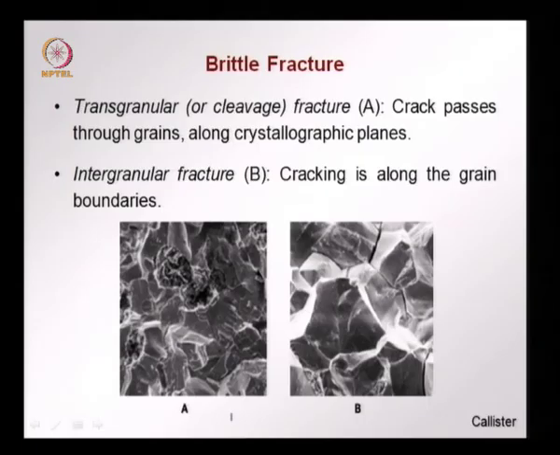Fracture can now occur through grains or along the grain boundaries. When fracture occurs across the grains, it is called transgranular or cleavage fracture, like we see here, where we have the grains failing. This is the transgranular fracture. Then we have cracks that can pass through the interfaces. This is called intergranular fracture, cracking along the grain boundaries.